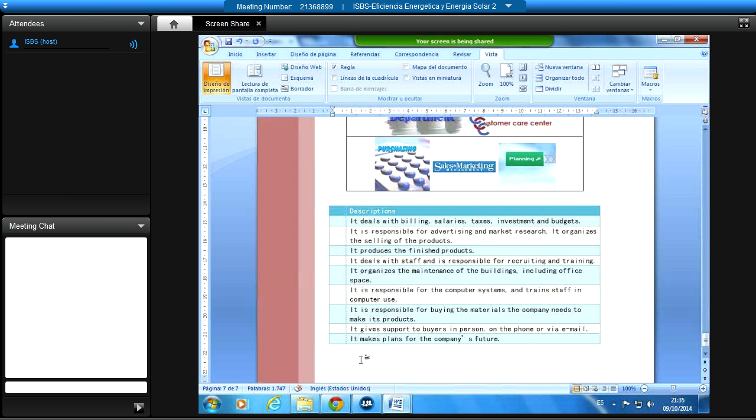Then Carlos. It is responsible for buying the materials the company needs to make its product. Purchasing. Purchasing department. Purchasing. Compras, adquisiciones, purchasing.